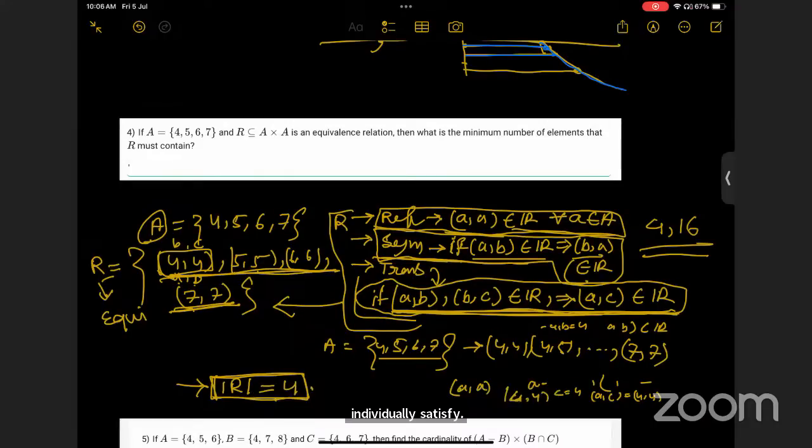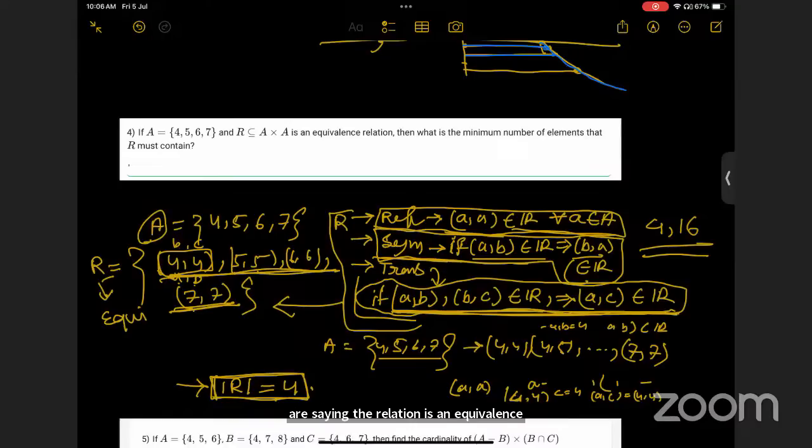So let's say (4,4), (5,5), (6,6), and (7,7) is the set which you have. Let's check whether all these conditions are satisfied. The reflexive property is satisfied. The symmetric property is again satisfied. And the same with the transitive property. That's why we are saying the relation is an equivalence relation.